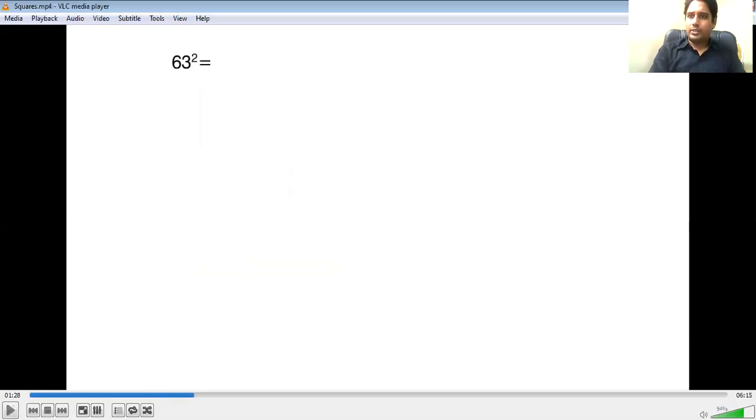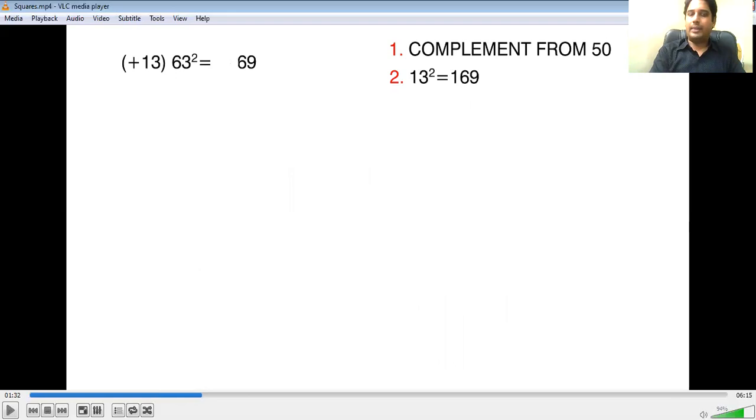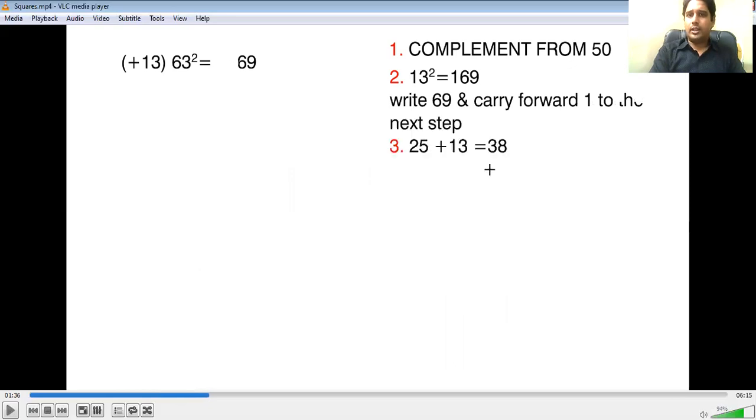63 square. Step 1, complement from 50 is plus 13. Step 2, 13 square 169, but I will be taking only 69. And this 1 will be carried forward because we take only the last 2 digits in step 2. Step 3, 25 plus 13, which is 38, plus 1, which was carried forward, becomes 39. Hence, our result is 3969.